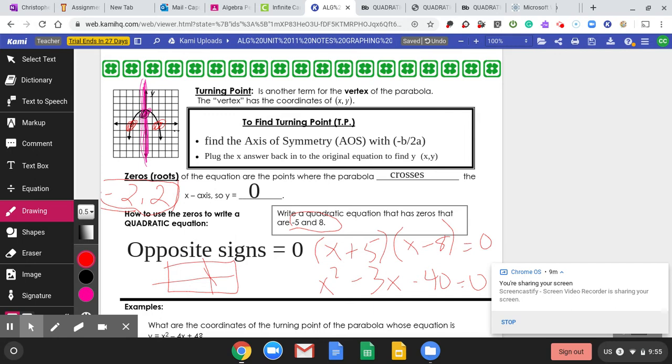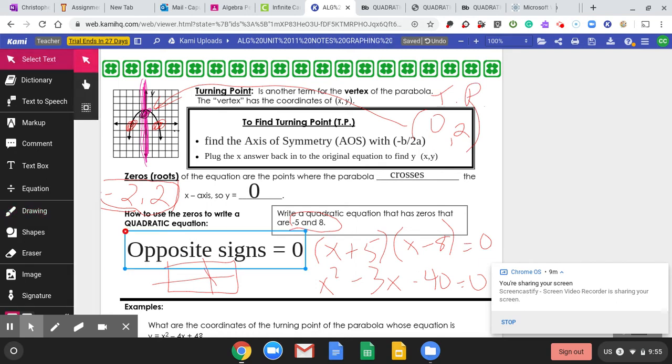Okay, so the turning point. Take the axis of symmetry. That would be your x coordinate, and then plug it back in to find the y. Now, how would you find it? Well, you could just find it on the graph right up here. So this turning point in this case would be that spot right there, which is 0 to the left and right and 2 up. So our turning point would be 0, 2. That's our turning point. All right, so we'll do some more with that in a future lesson.